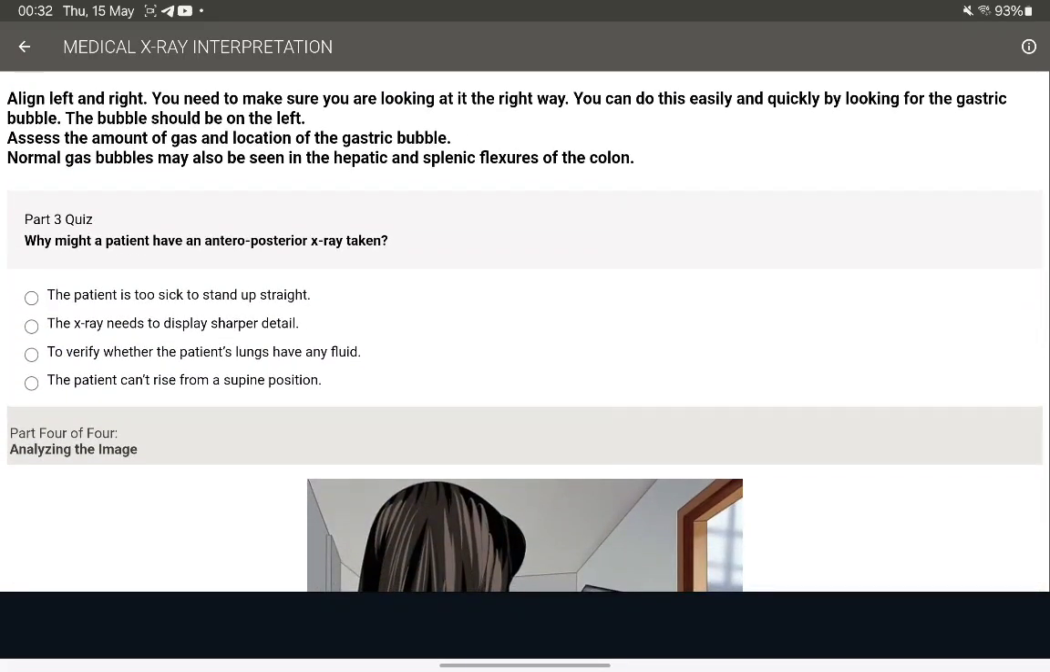Our third quiz: why might a patient have an AP chest X-ray taken? The options are: the patient is too sick to stand up straight; the X-ray needs to display sharper details to verify whether the patient's lungs have any fluid; the patient can't rise from a supine position. So you are free to answer this quiz.